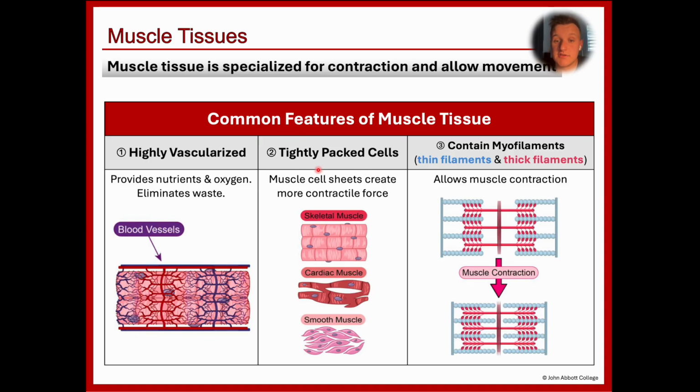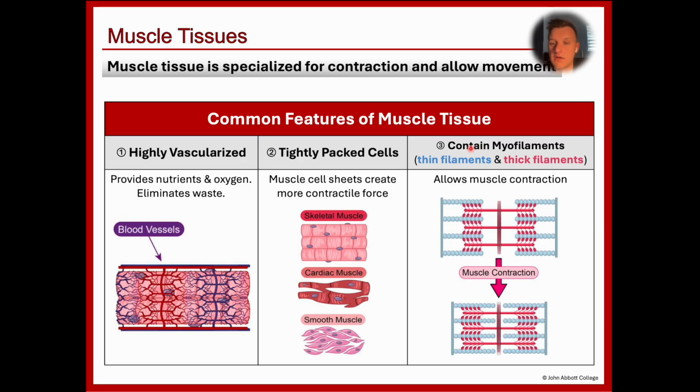The second feature that you'll notice in all muscle tissues is that they're tightly packed cells. So muscle cell sheets create more contractile force. Here you have this skeletal muscle that is tightly packed, cardiac muscle too, and smooth muscle. So they form sheets because they work together in unison to contract.